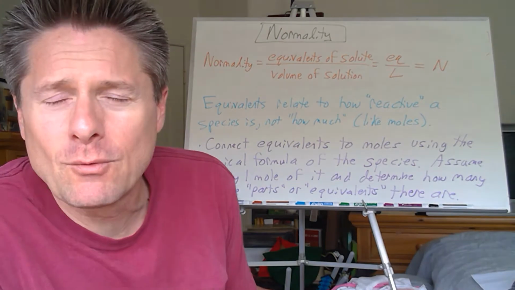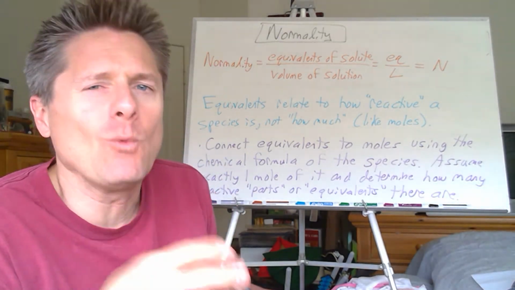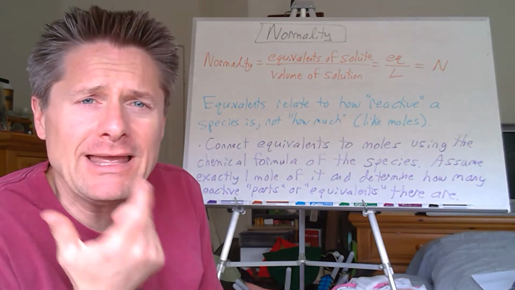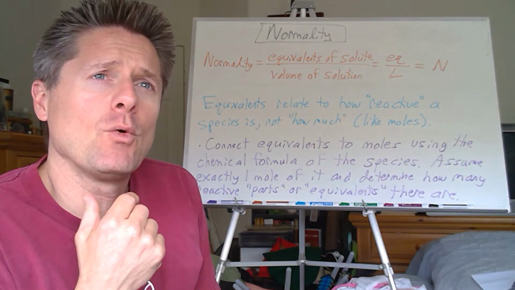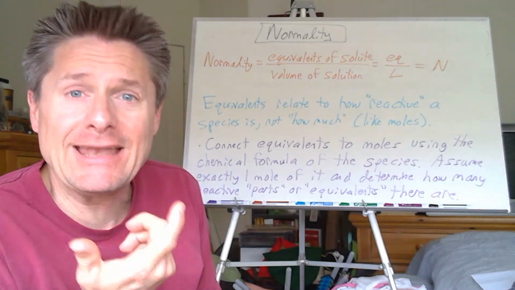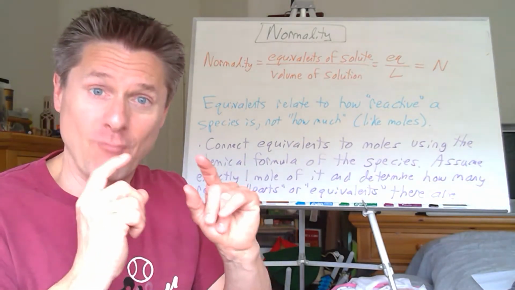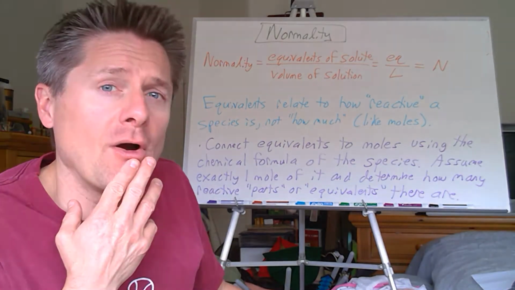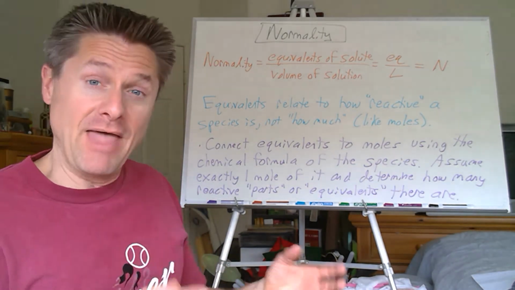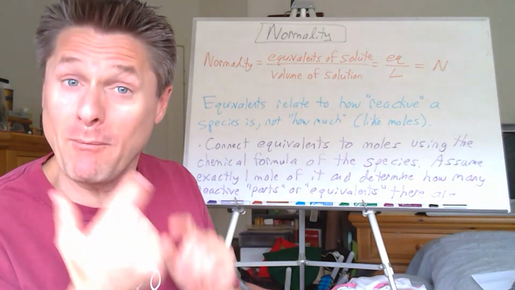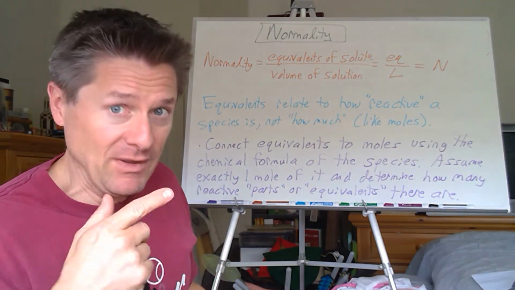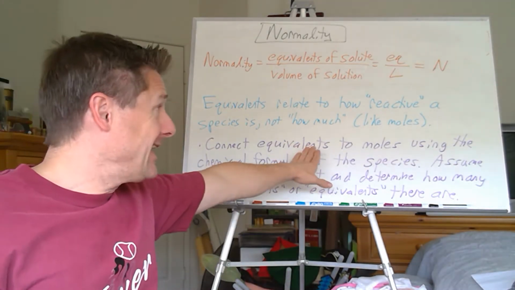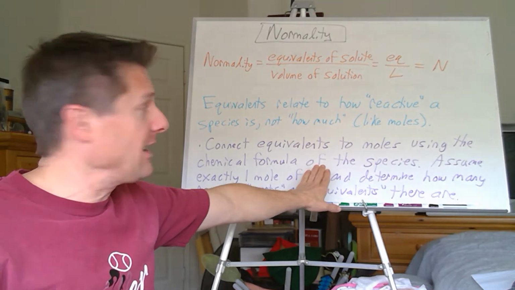Rather than going through what a lot of textbooks talk about as far as equivalent weights and all these other things, all I'm going to do is show you how to take the chemical formula of a species and define 1 mole of that species. Let's say we have 1 mole of that species exactly. How many reactive portions or parts are there? That'll be the number of equivalents, and that allows us to convert equivalents to moles. And it's from the chemical formula. So when you know the formula, it's actually pretty easy. We can get from equivalents to moles quite readily. So we're going to connect equivalents to moles using the chemical formula, like I said.